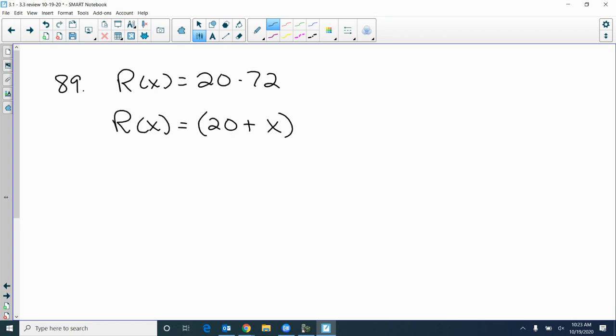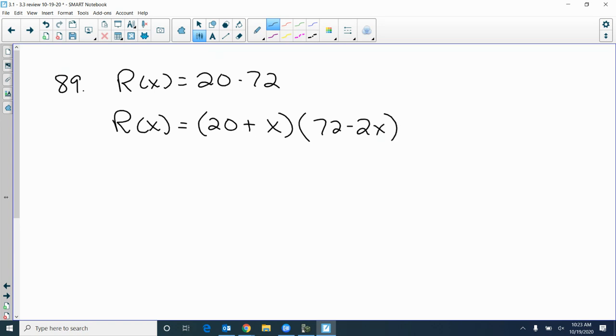All right, now the price is going to drop by $2. How can I represent that? What is that going to be? Lane, what do you got? Is that no? No. All right, Tony? 72 minus 2x. 72 minus 2x.